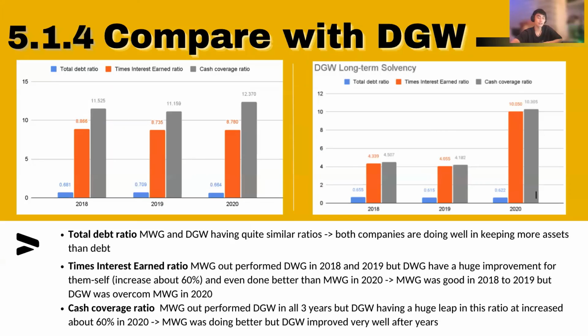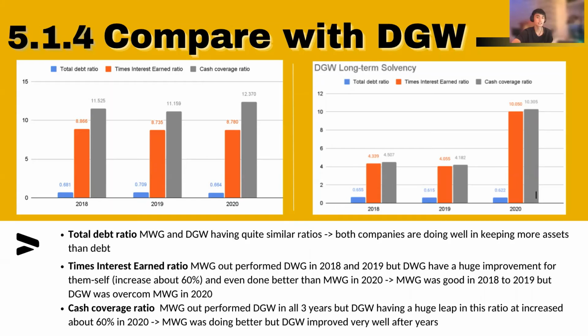Now we will take a quick look at how it compares to DGW. In comparison, MWG and DGW have quite similar total debt ratios at about 0.6, and both companies are doing well, keeping more assets than debt. But with the times interest earned ratio, MWG outperformed DGW in 2018 to 2019, but DGW had a huge improvement, increasing by about 60%, even better than MWG in 2020. It is clear that MWG was better in 2018 to 2019, but DGW was not far behind in 2020 at this ratio.